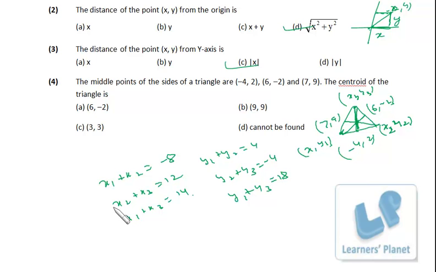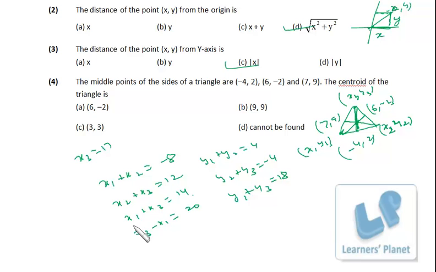Now if you take these two, x2 + x3 is 12 and x1 + x2 is -8. If I deduct this from this, x2 will be cancelled, so x3 minus x1 is equal to 12 minus (-8), that is 20. Now if I add these two, x1 will be cancelled. 2 times x3 will be 34, so x3 is 17. Okay, so x3 is 17.